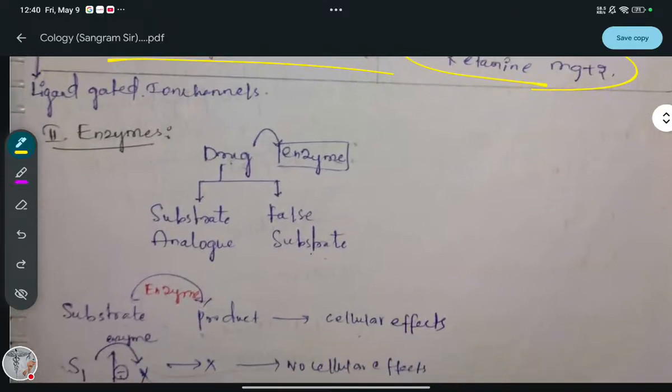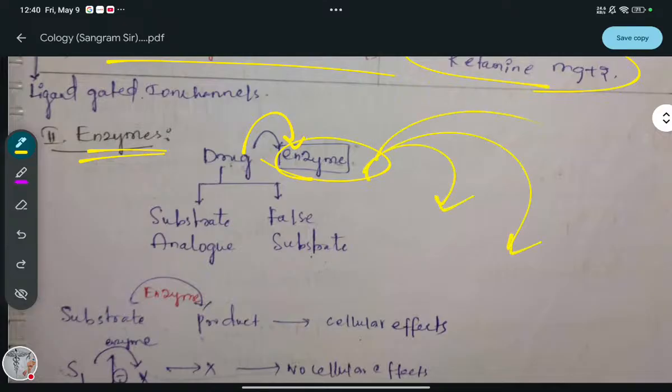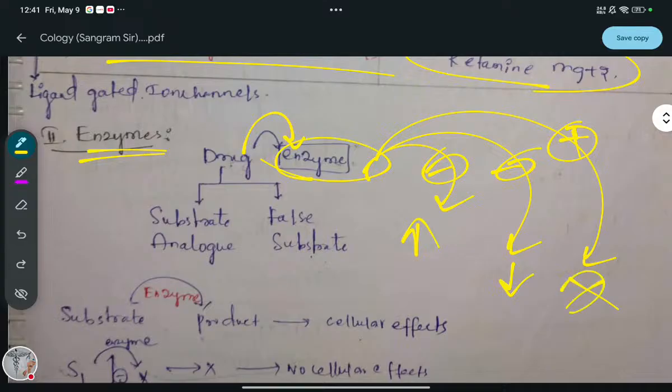Okay. Next, number 2 are enzymes. The enzyme is also a target of drugs. These enzymes are ultimately involved in different cellular effects. If we can block or inhibit the enzyme activity, then what will happen? We will see less activity of the cell, a change in the cellular response. So ultimately we can increase the activity, decrease the activity, or totally block the activity by using drugs. And what is the target? The target will be enzymes.